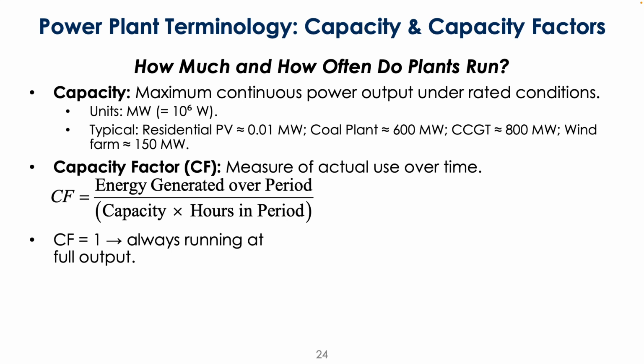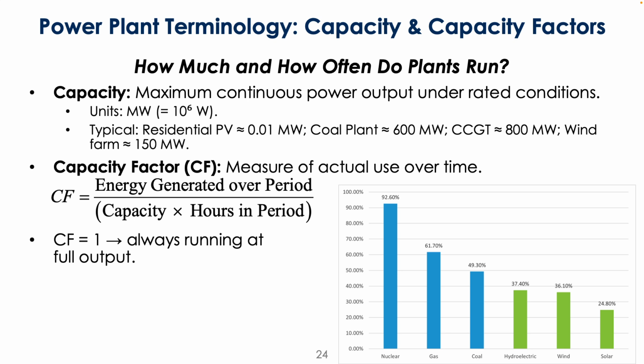And so I might say something like, a nuclear power plant is almost always on. The only times it's down is for operations and maintenance typically. Compare that to a modern day gas plant, which might have a capacity factor of 60%, which means it's running 60% of the year, coal 50%.